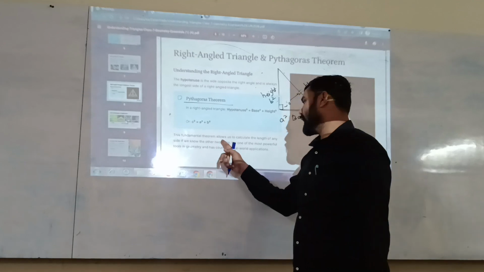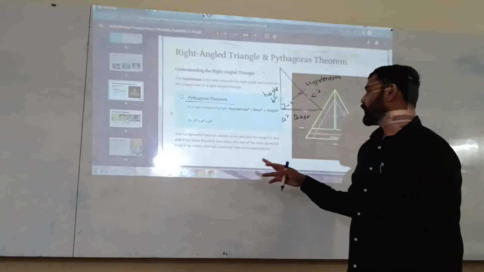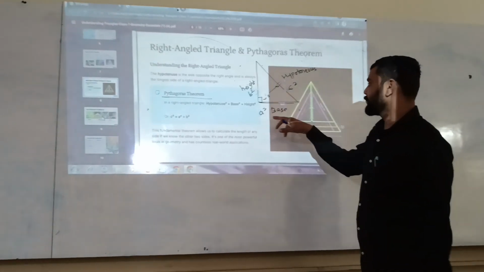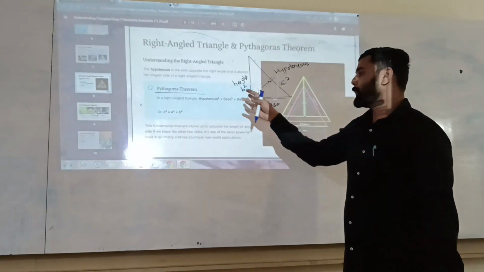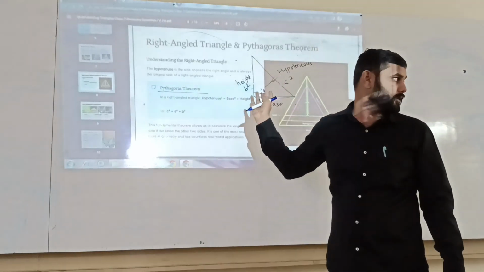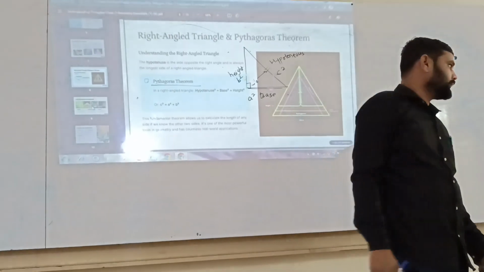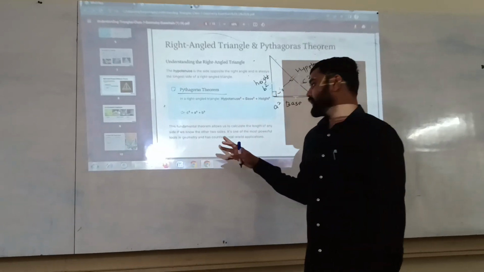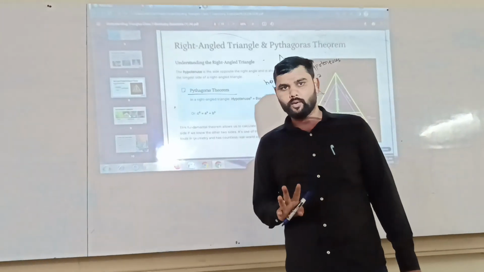This Pythagorean theorem allows you to calculate the length of any side if we know the other two sides. If we know the base and hypotenuse, we can calculate the height. If we know the height and base, we can calculate the hypotenuse. So this theorem can be used for calculating a side that we do not know.